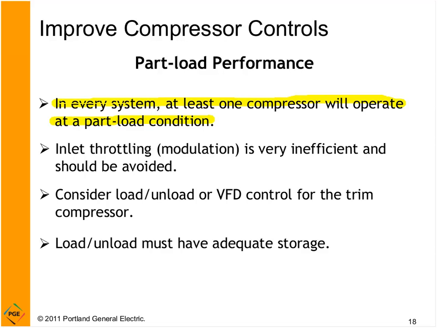Inlet modulation is very inefficient and should be avoided. Although very effective, the power does not fall very much as the flow drops off. So consider load-unload or VFD control for the trim compressor. If you have a nice compressor that blows down to near atmospheric pressure, then provided you have adequate storage, big thing, more on that November 11th, you can achieve pretty efficient part load efficiency with a load-unload compressor. But for part load, for my money, a variable frequency drive is probably about as good as you're going to get. So consider that.